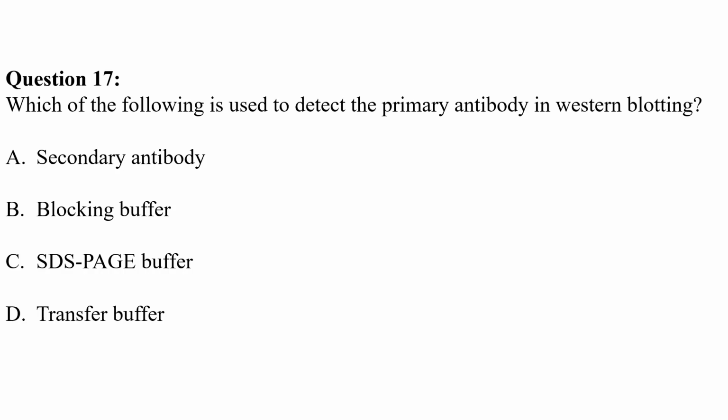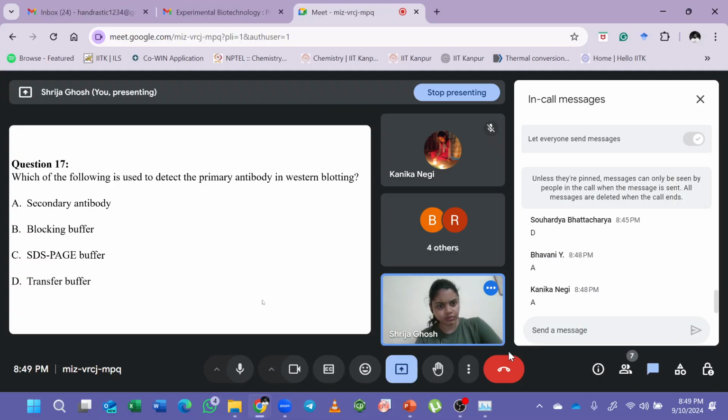Question number 17. Which of the following is used to detect the primary antibody in the Western blotting? Option A, a secondary antibody. Option B, a blocking buffer. Option C, SDS page buffer. And option D, transfer buffer. This is also simple. Which of the following can be used to detect primary antibody in a Western blotting? We have already discussed ELISA, so you should be able to answer this.